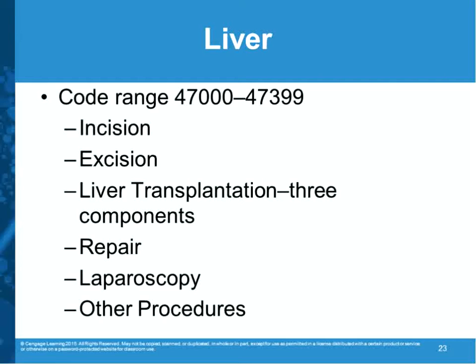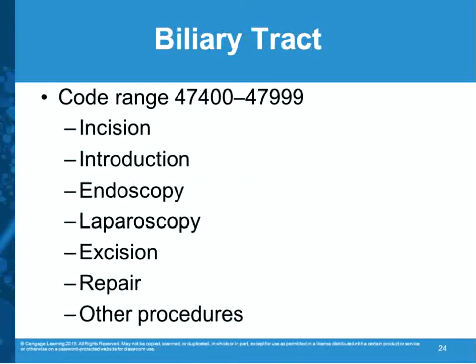Repair for your liver, you got management of hemorrhages, repair of hemorrhages is also there. And then you got your laparoscopy, you got three laparoscopy codes for your liver. And then your other procedure code, you got ablation there and an unlisted procedure code. From there, you go to your biliary tract. Your biliary tract is basically your liver, your gallbladder, and your bile duct. And in this section, you got to know the approach to select your code. You start off with your incision code.